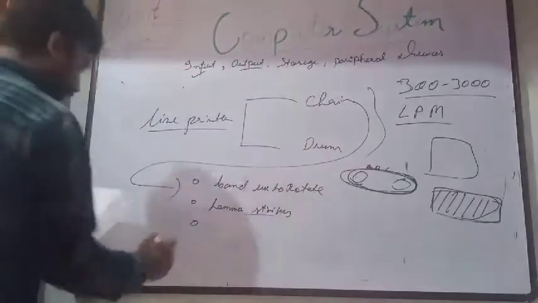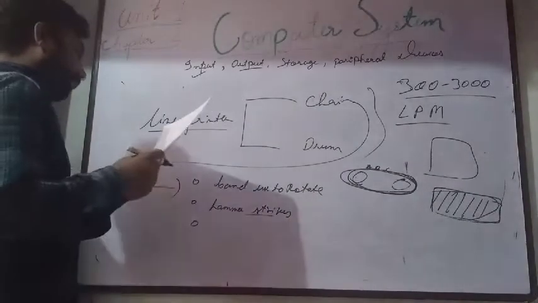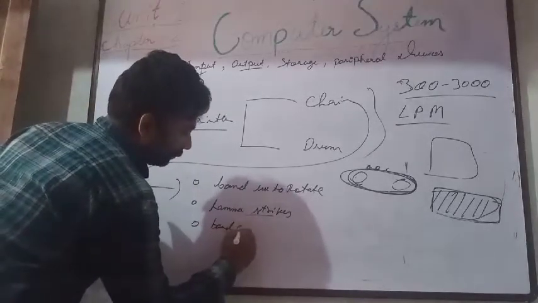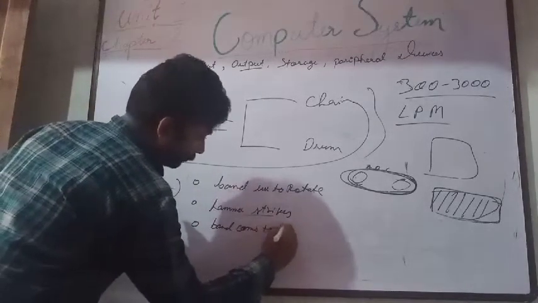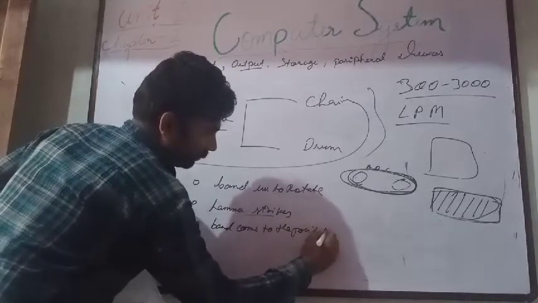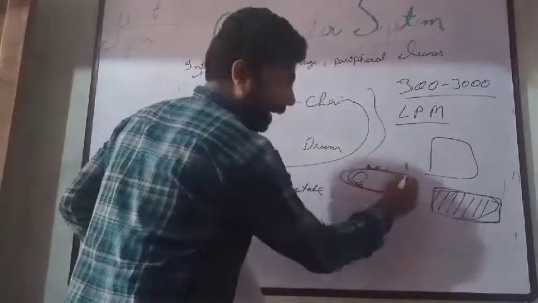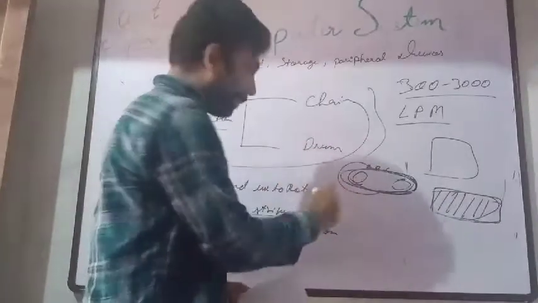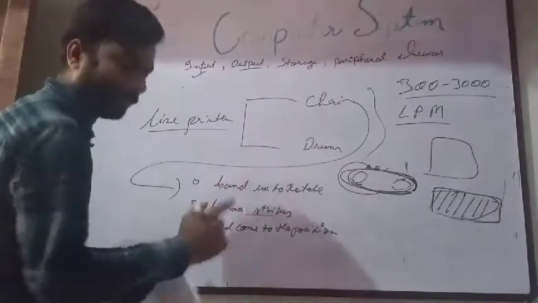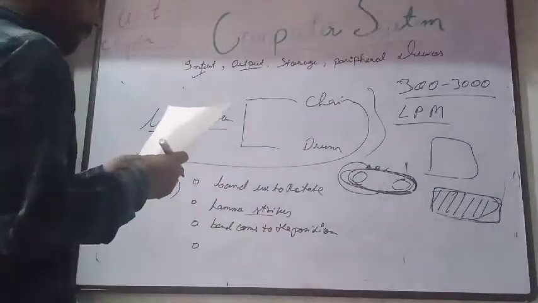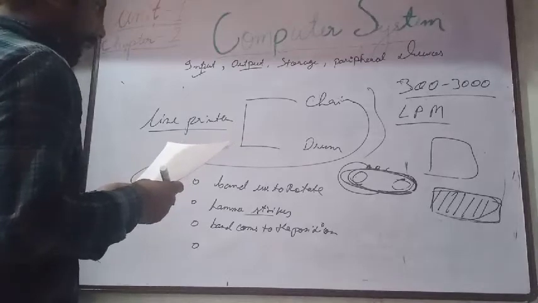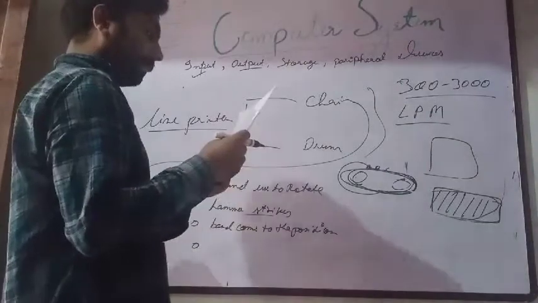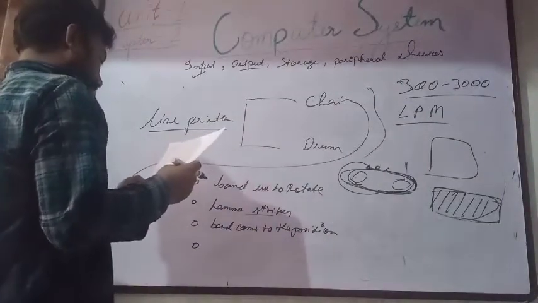Hammer strikes. Third point, band comes to the position. As I told you in the beginning, the band comes to the position where the hammer strikes. Only when the band comes to the position is printing done. In this, the hammer keeps on moving horizontally. So that is the third point.